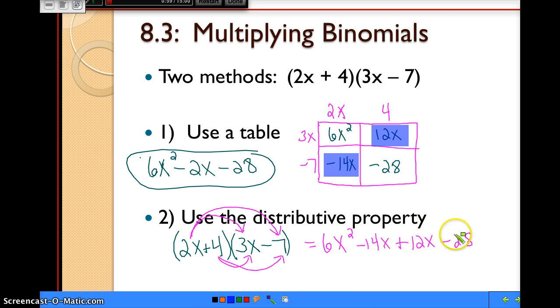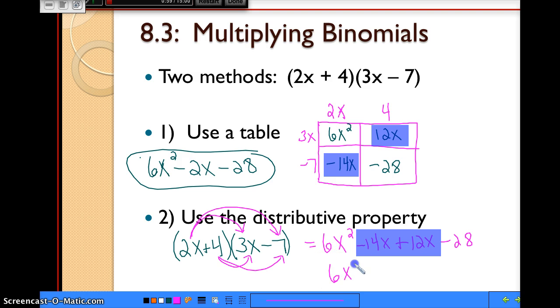Notice again, out of the 4 terms, your two middle terms are like terms because they have the same variable to the same power. So keeping it in simplest form, we're going to combine them, and we're going to come up with the same answer we did with a different method.